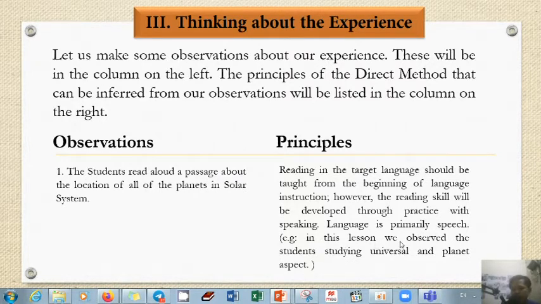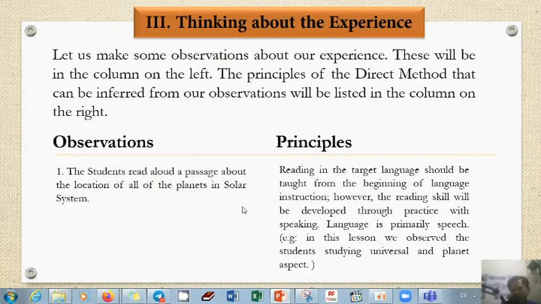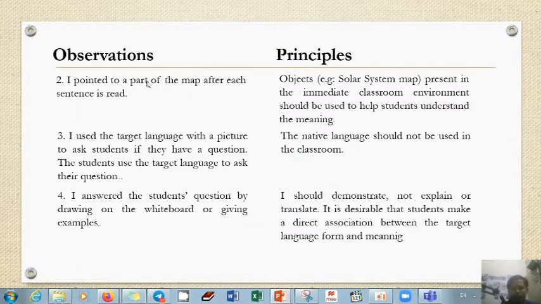For example, in the lesson, we observe the student studying universal and planet aspects. So we can understand by speaking and reading. And number two, I pointed to a part of the map after each sentence is read. So I try to point and explain them by using my speaking, and also let them read the passage as well. So it's the way to present in the daily classroom environment to have students understand the meaning, because we read and I show and I speak at the same time.